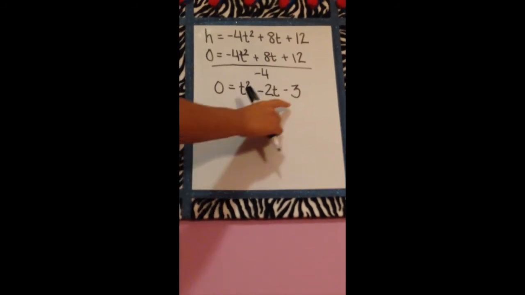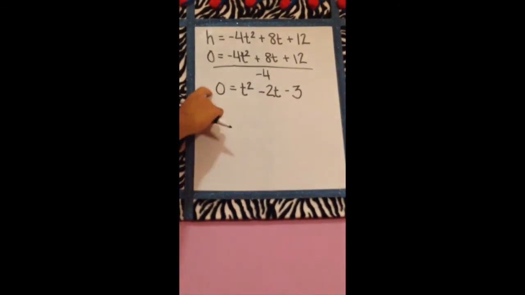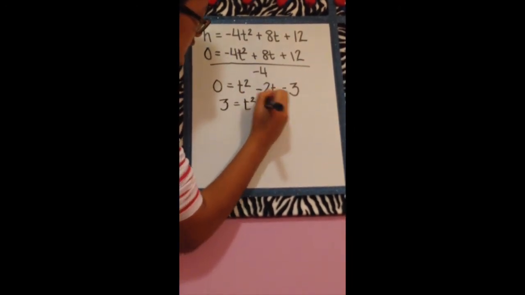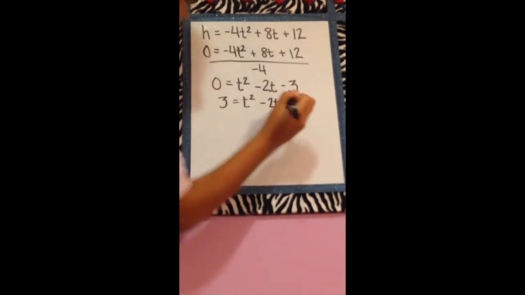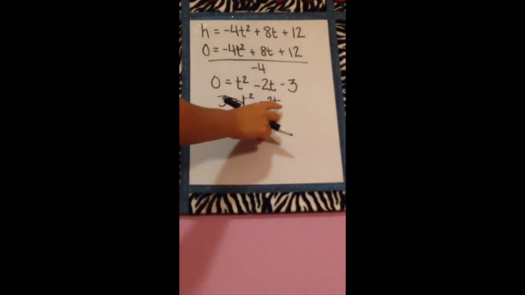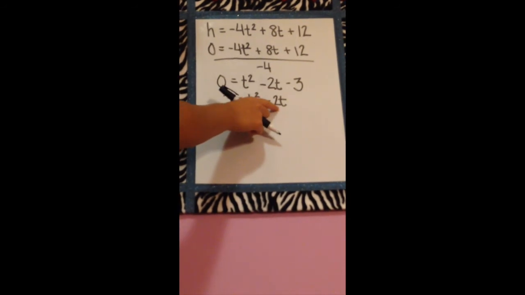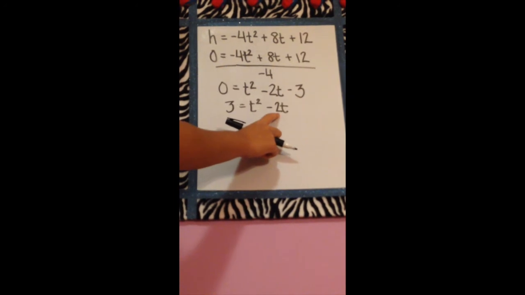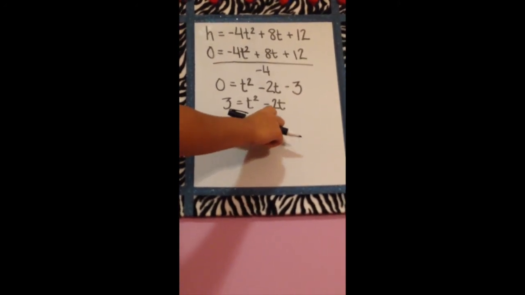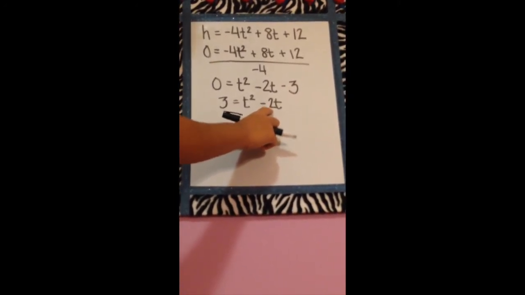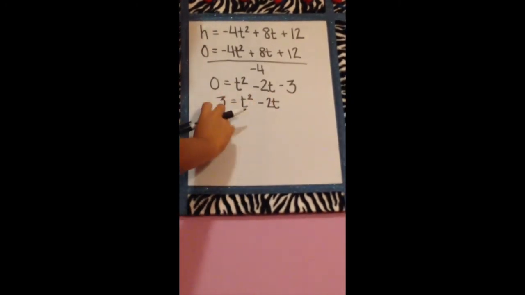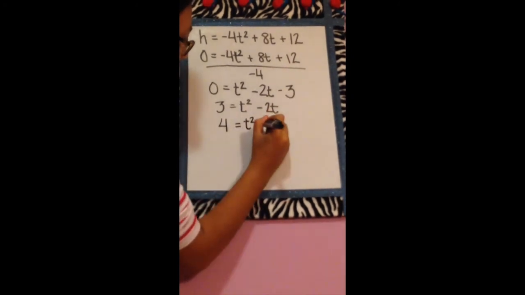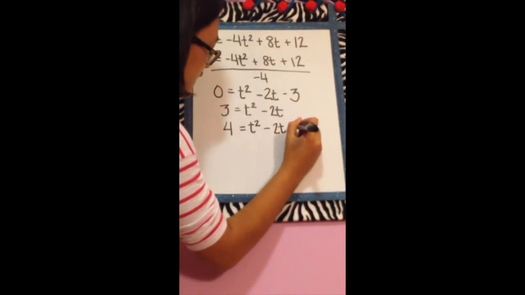Now, to complete the square, you need to move the c value over to the other side, which means 3 equals t squared minus 2t. And you have to take half of the value of b and then square it. So half of negative 2 is negative 1. Negative 1 squared is just 1. So you're going to add 1 to both sides of the equation. So it'll be 4 equals t squared minus 2t plus 1.